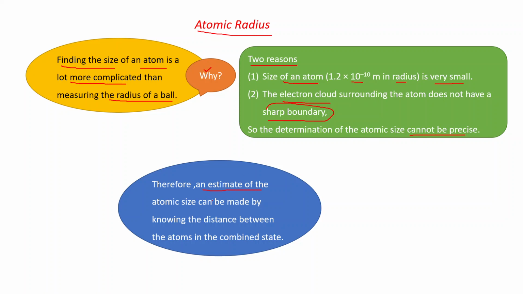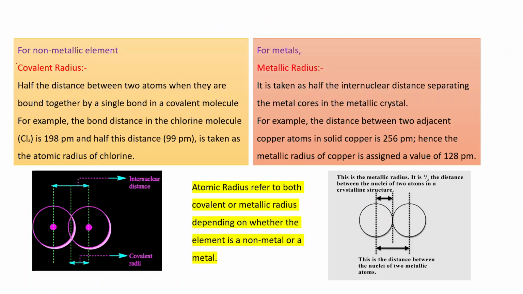Therefore, an estimate of the atomic size can be made by knowing the distance between the atoms in the combined state. For non-metallic elements, we use the word covalent radius because non-metallic elements are bound by forming covalent bonds. Now, what is this covalent radius? It is half the distance between two atoms when they are bound together by a single bond in a covalent molecule. For example, the bond distance in the chlorine molecule, Cl2, is 198 picometer, and half this distance, 99 picometer, is taken as the atomic radius of chlorine.